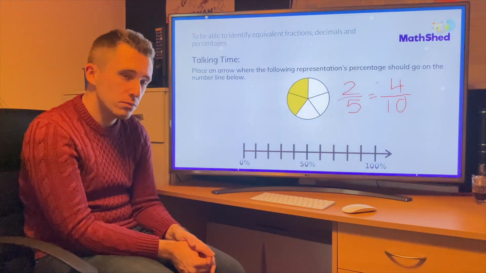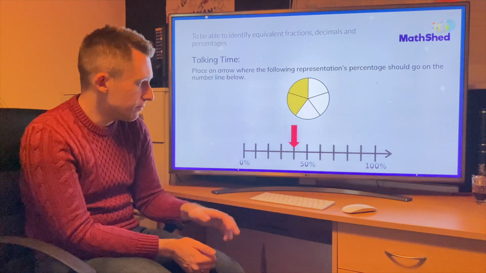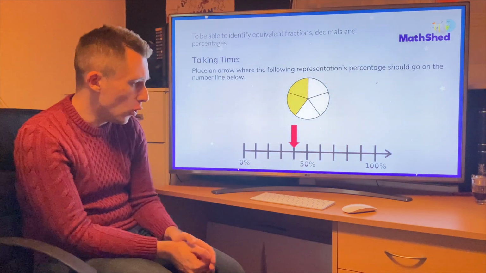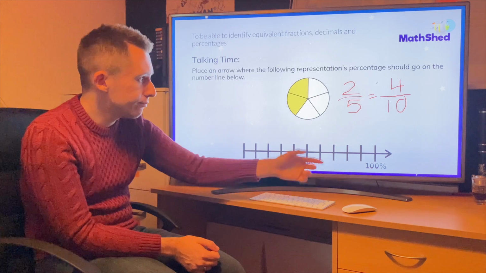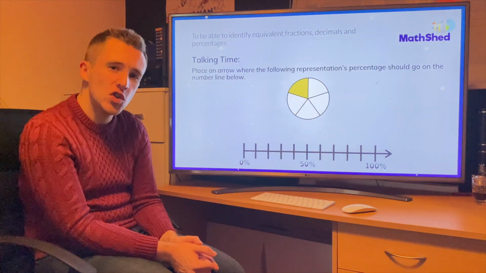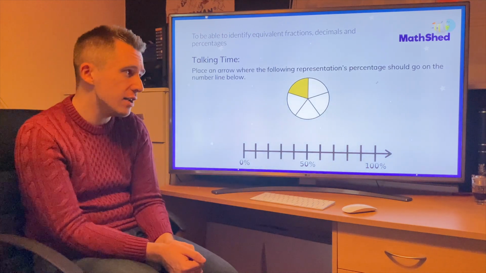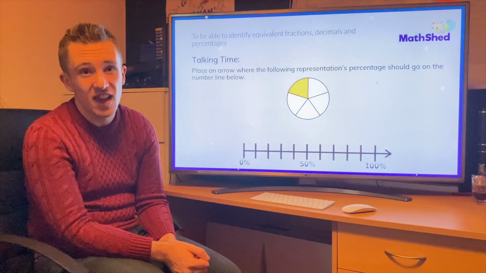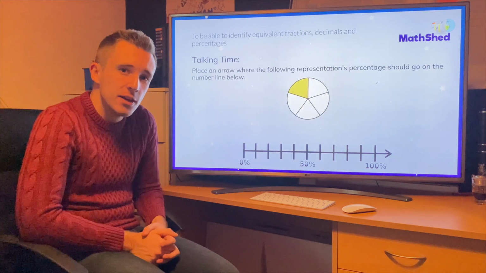Where am I going to go? Well, the answer to that would be there. 4 out of 10. Can you do the same for that one, please? It's out of 5. Can you turn it so it's out of 10 and then find where it goes on here?